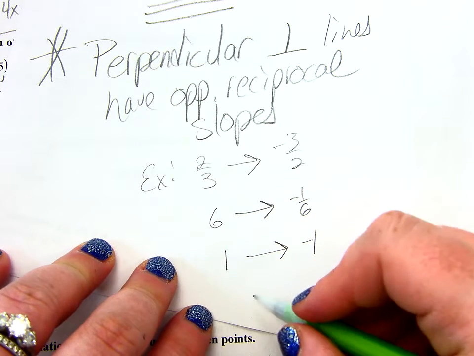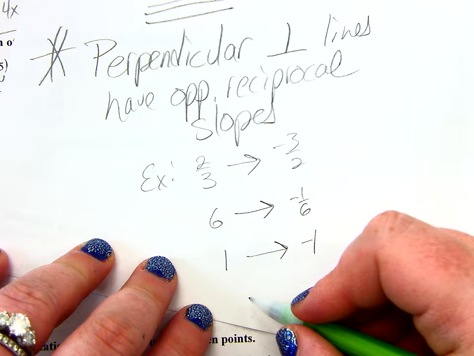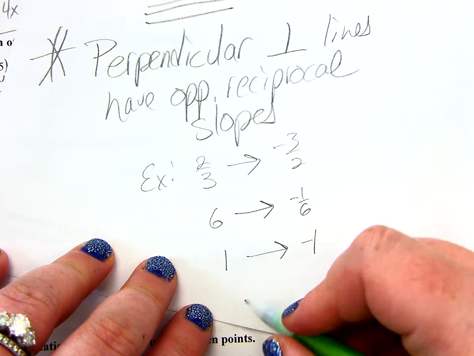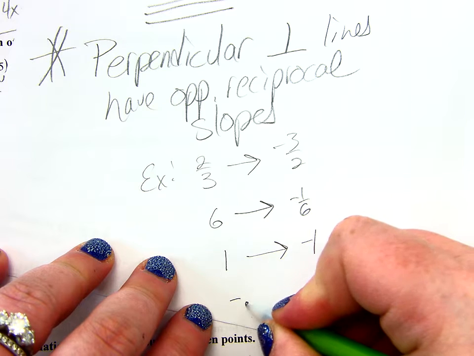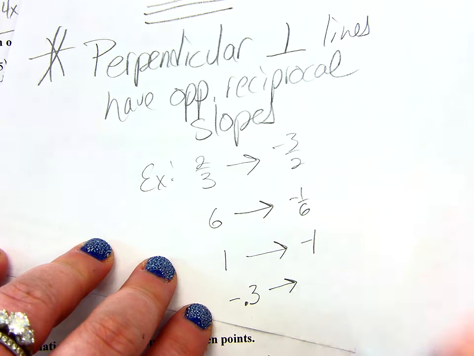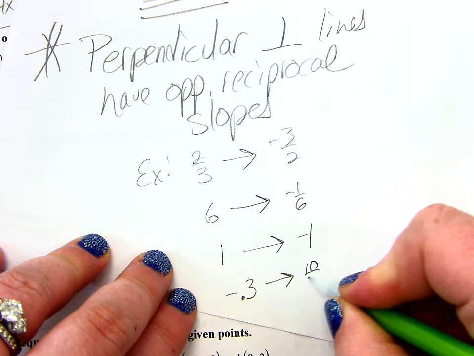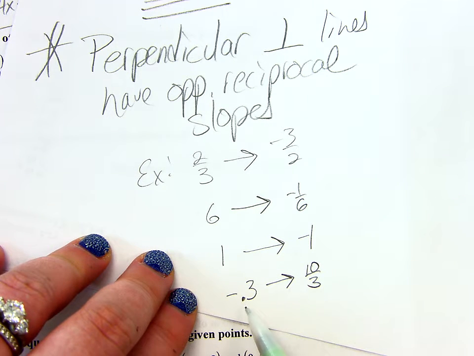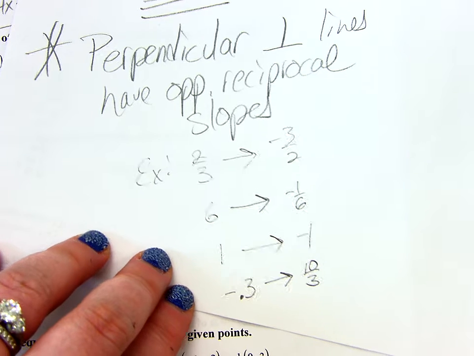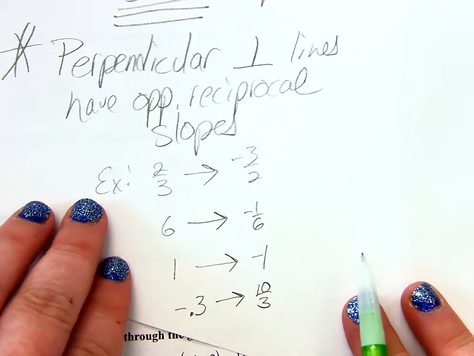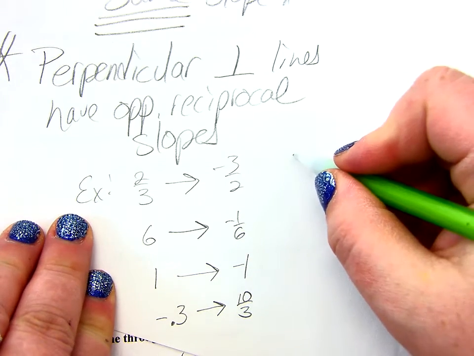If one slope was -0.3, what would the other one be? Someone said it. 10/3 is right. Because isn't that really -3/10? So now I'd want positive 10/3. Ooh, tricky, tricky. And then there is one caveat to this. What if my original slope was 0?